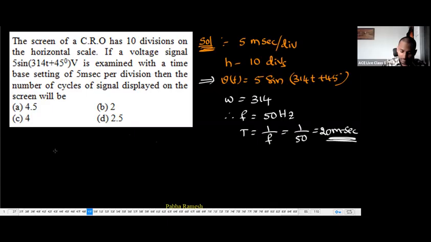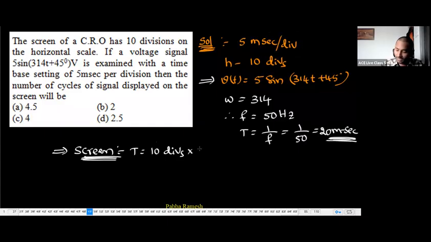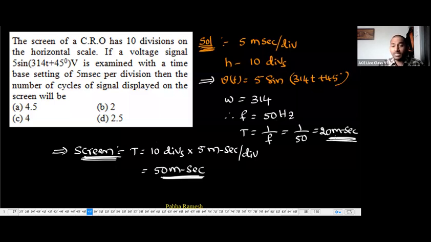Okay. Now I'm taking the screen. What is the screen capacity horizontally? 10 divisions. So 10 divisions into the time setting, 5 millisecond per division. So what is the value? 50 millisecond. Now tell me, screen capacity is 50 millisecond, right? And the waveform time period is 20 millisecond.